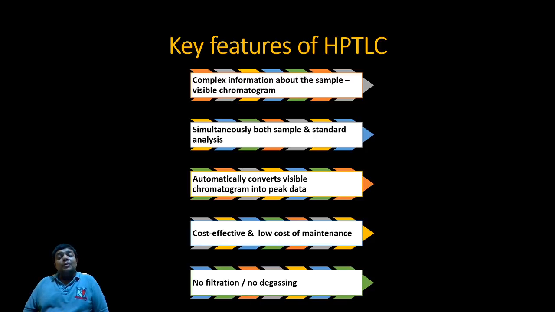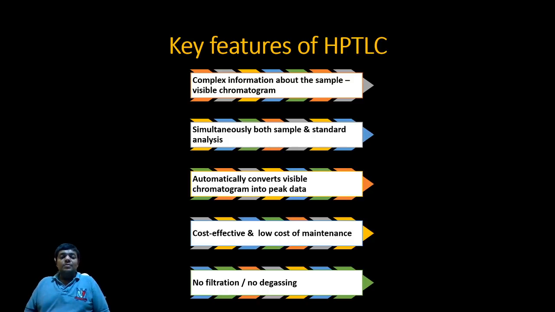It automatically converts the visible chromatogram into peak data. This is one of the most important points of HPTLC: when the visualizer sees the spot, it will calculate its area and its intensity, and depending upon that, it will create a graph which is called a chromatogram. Using TLC, just visualizing with our naked eyes, we do not have any potential to convert it into any graphs. So this is the second important point which helps us to justify the word performance.